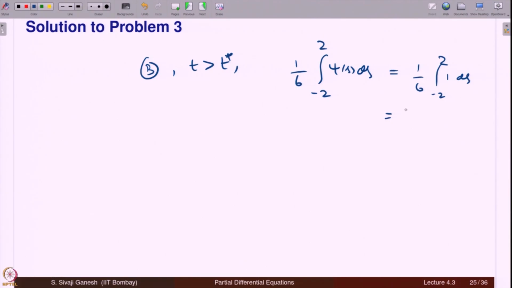That is 4 by 6, which is 2 by 3. So, therefore, limit u of x naught comma t, no matter what x naught is, this limit exists and the limit is actually 2 by 3.